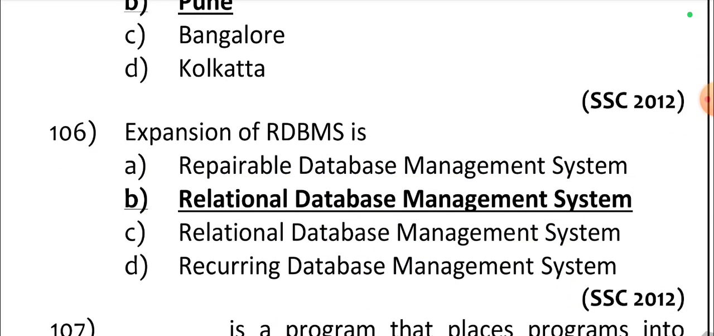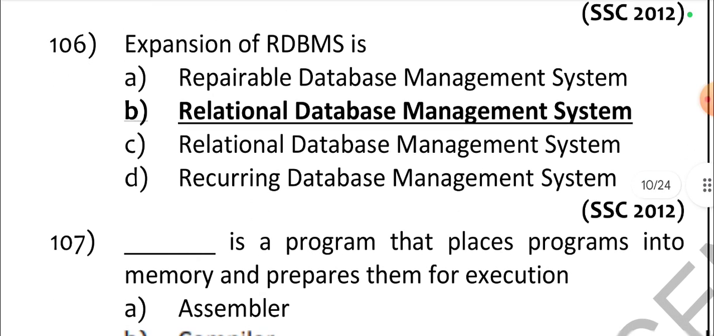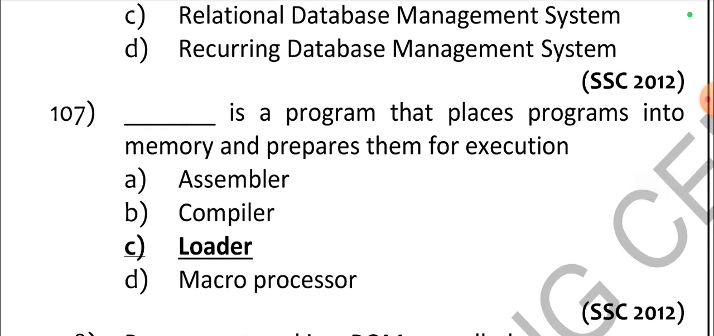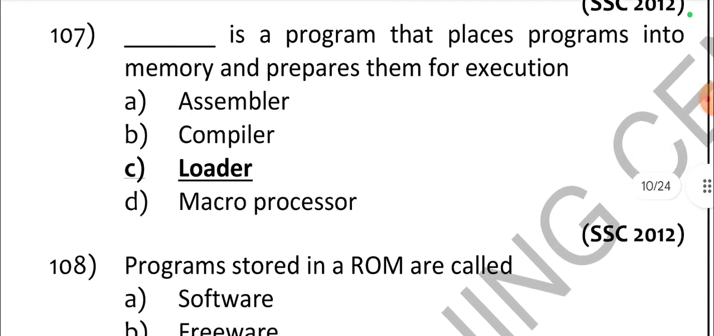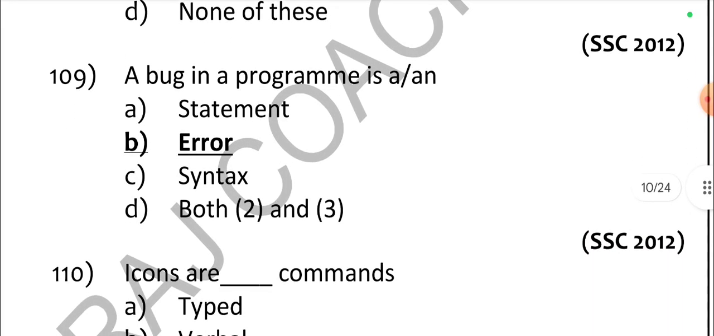Explanation: RDBMS is Relational Database Management System. Dash is a program that places programs into memory and prepares them for execution. Loader. Programs stored in a ROM are called firmware. A bug in a program is an error.